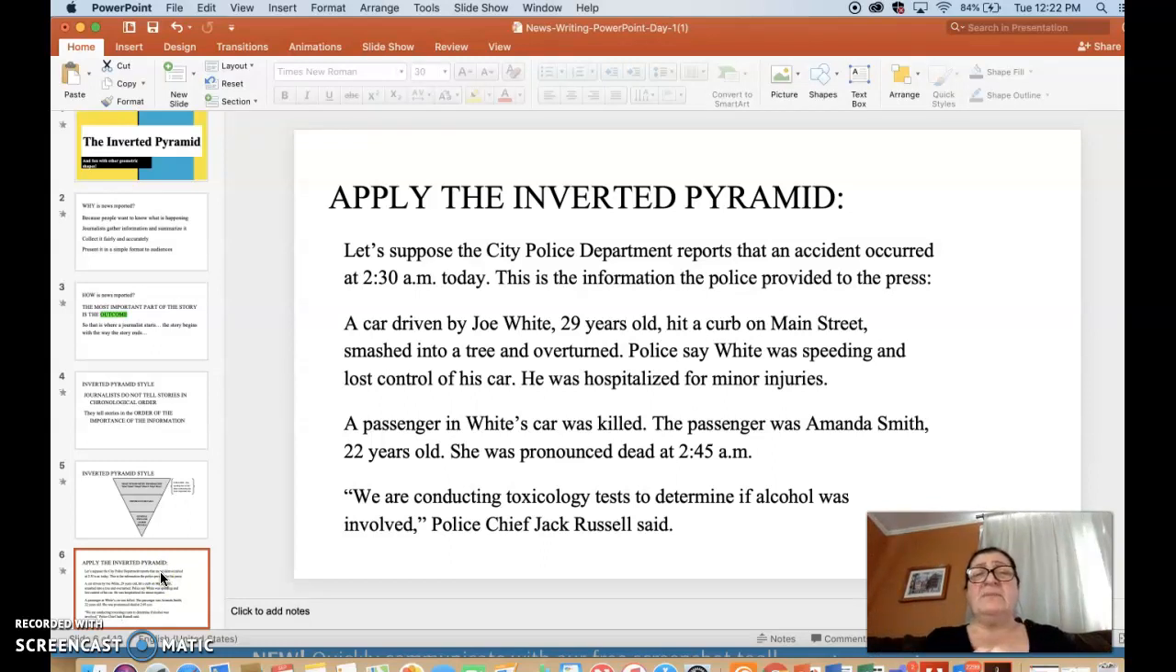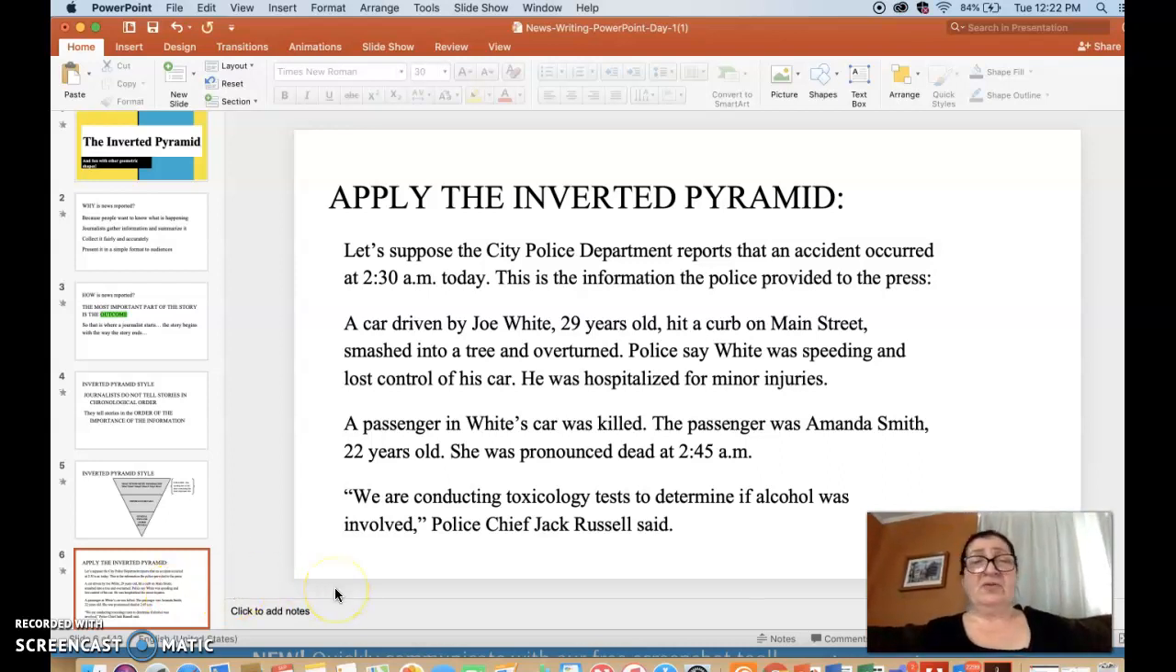So let's see. Let's suppose the city police department reports an accident occurred at 2:30 a.m. overnight. At night we say a.m., but it's actually night. So here's what information police would provide to the press. A car driven by Joe White, 29 years old, hit a curb on Main Street, smashed into a tree, and overturned. Police say White was speeding and lost control of his car. He was hospitalized with minor injuries.